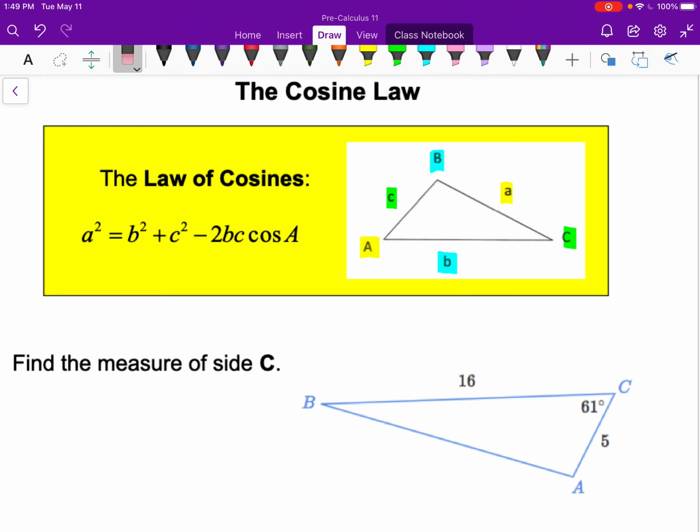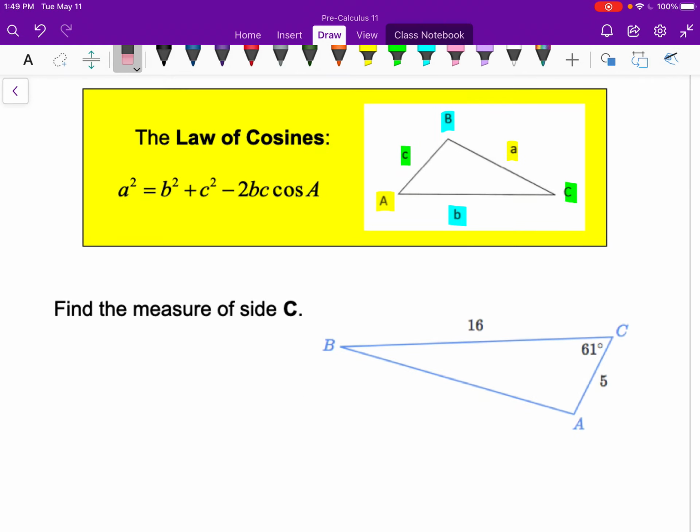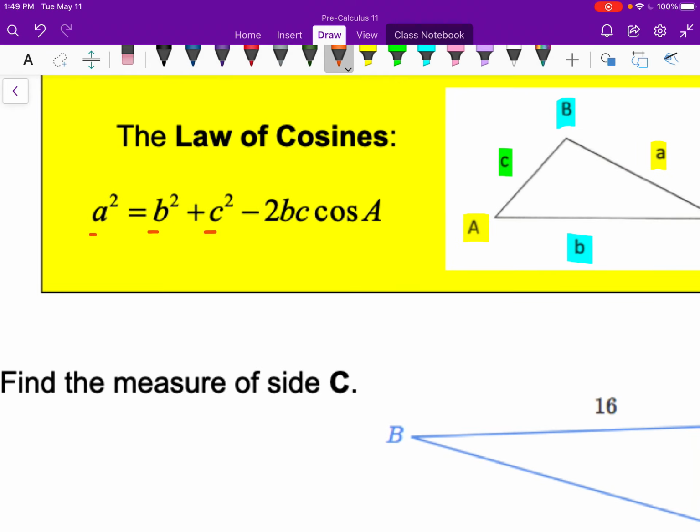With that said, let's look at this example. I want to find the measure of side c. I don't want to get too hung up on there having to be an a here, a b here, and a c here. What really matters is that we have all three sides of any triangle, a, b, and c. Those are three sides, and sides b and c repeat over here.